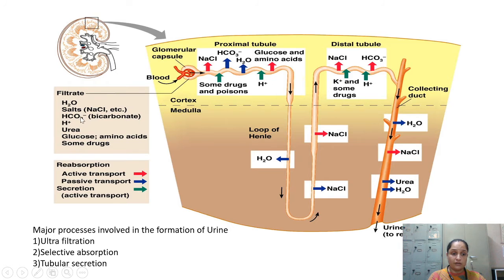The components of filtrate are these ones. This you have to learn properly. And now reabsorption. This is known as selective reabsorption, because each and everything is not going to be reabsorbed. Only a few things like sodium chloride, bicarbonate ion, water, glucose, amino acids are going to be reabsorbed into the renal circulation. That is the reason it is known as selective reabsorption. Here water is going to be reabsorbed, salts are going to be reabsorbed.